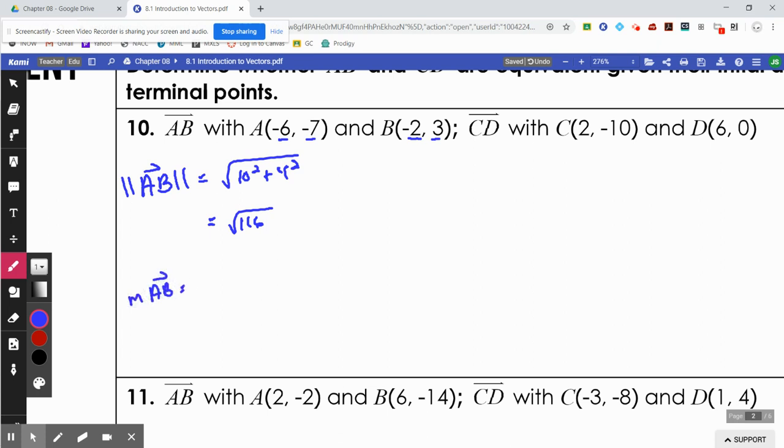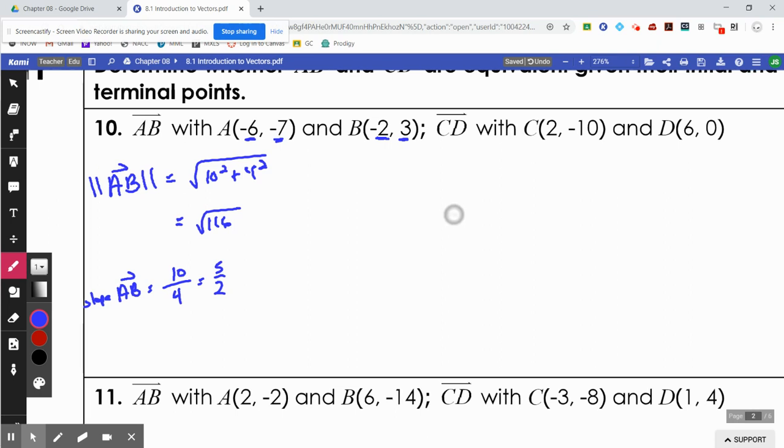Next, we're going to find the slope of vector AB. Let's just write slope out in front of it. Slope of AB is going to be, if you don't remember your formula, y2 minus y1. So that'd be 10, over x2 minus x1, that's -2 plus 6, which would be 4. So it's going to be 5 halves.